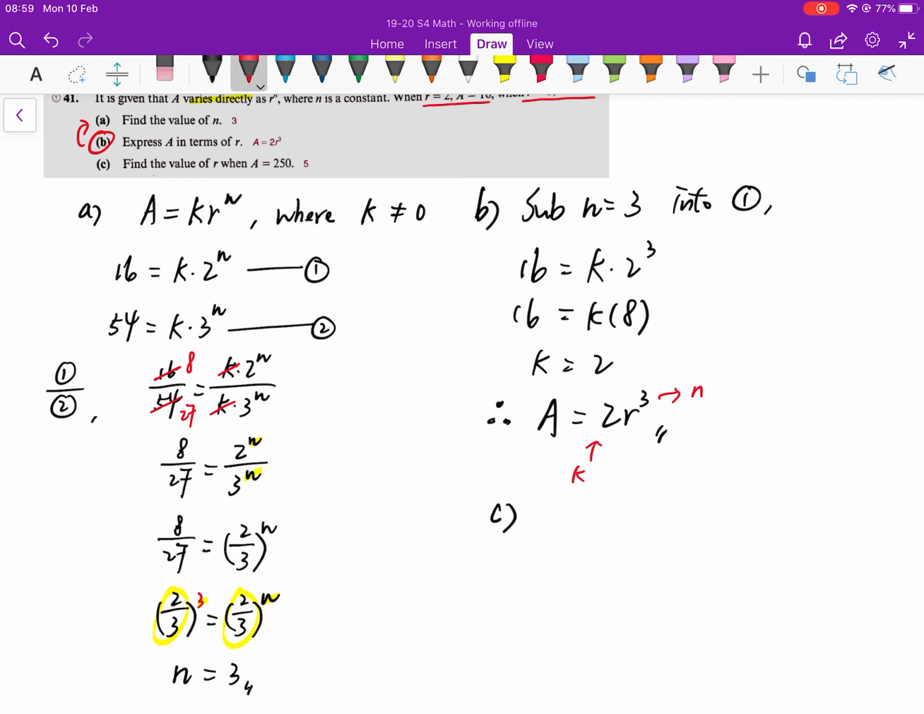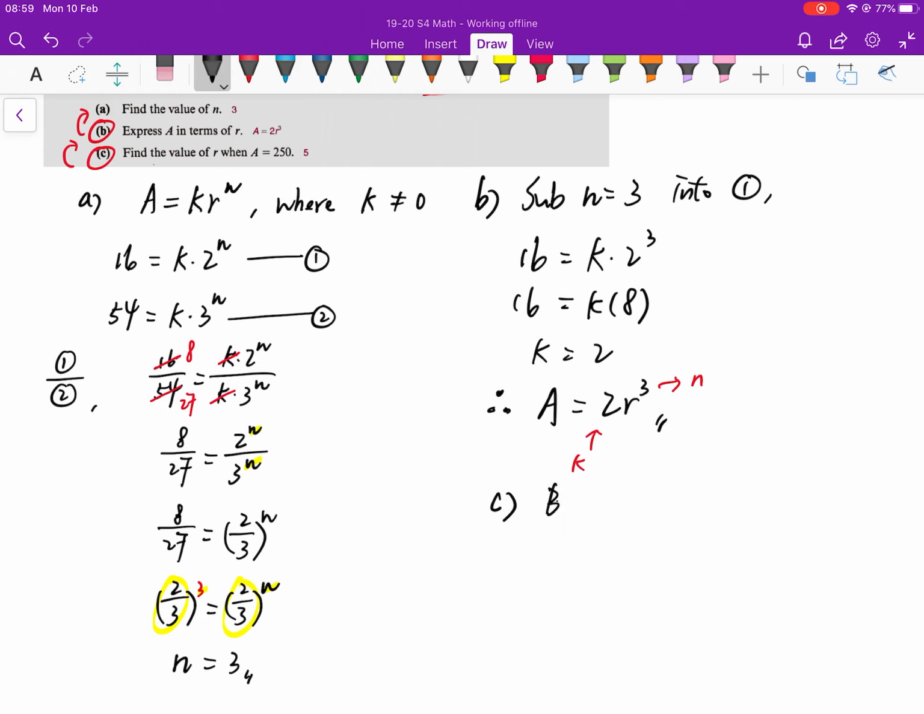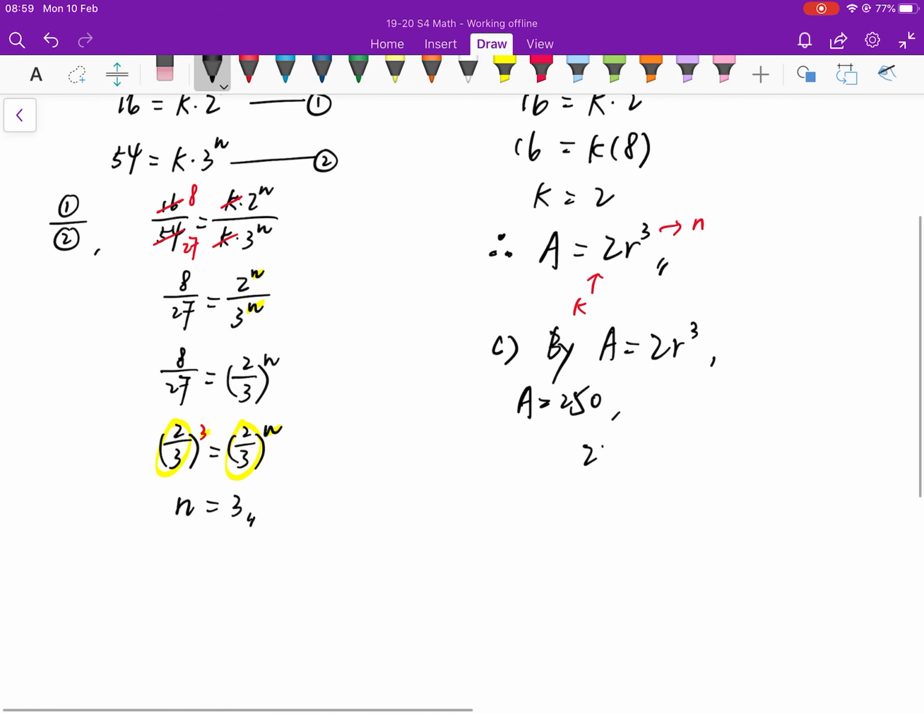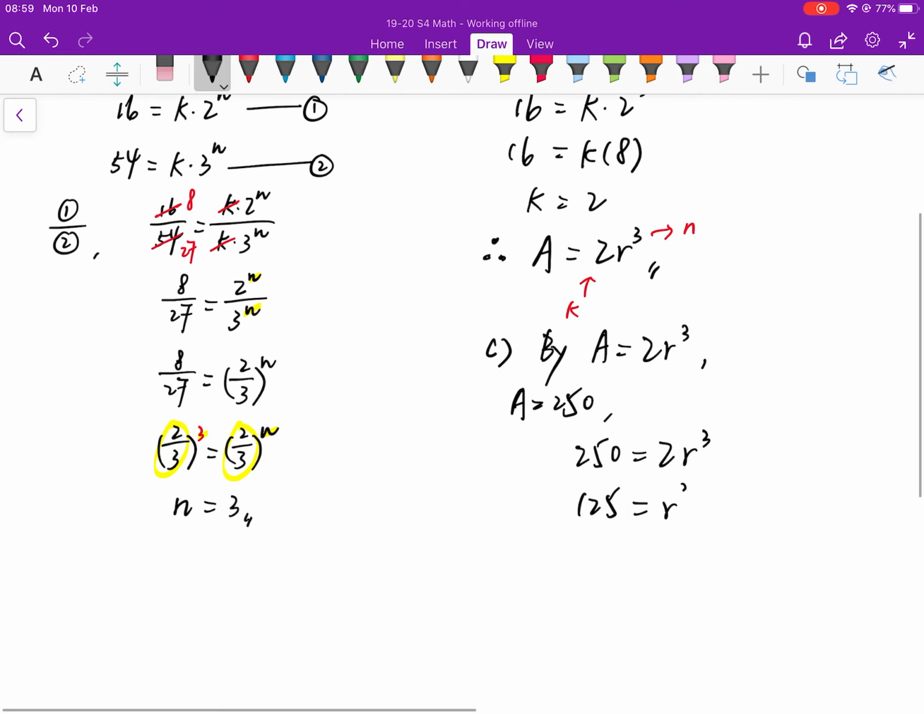Finally, for part C, we have to use the result from part B again. A equals 2 times r to the power 3. So for A equals 250, first we divide: we move the 2 to the left hand side. That means we get 135 equals r to the power 3.